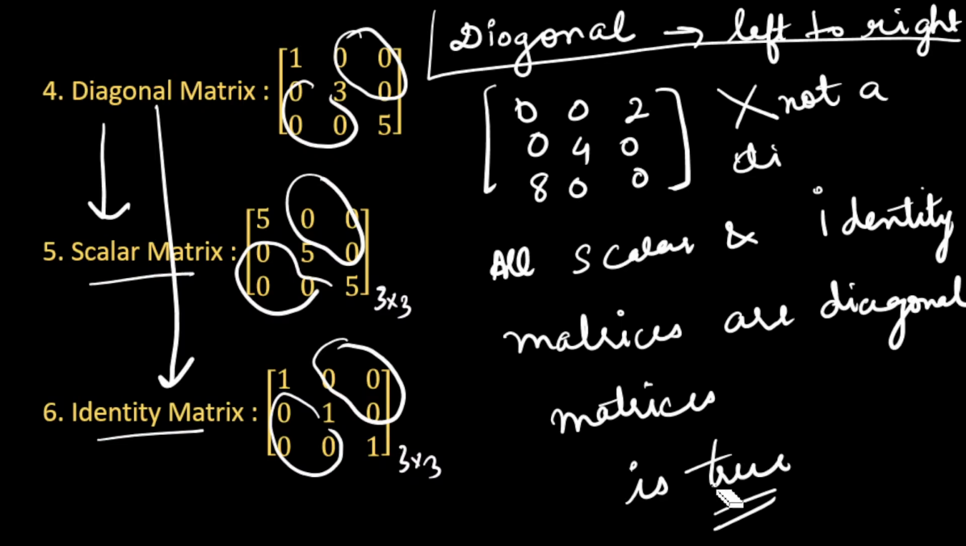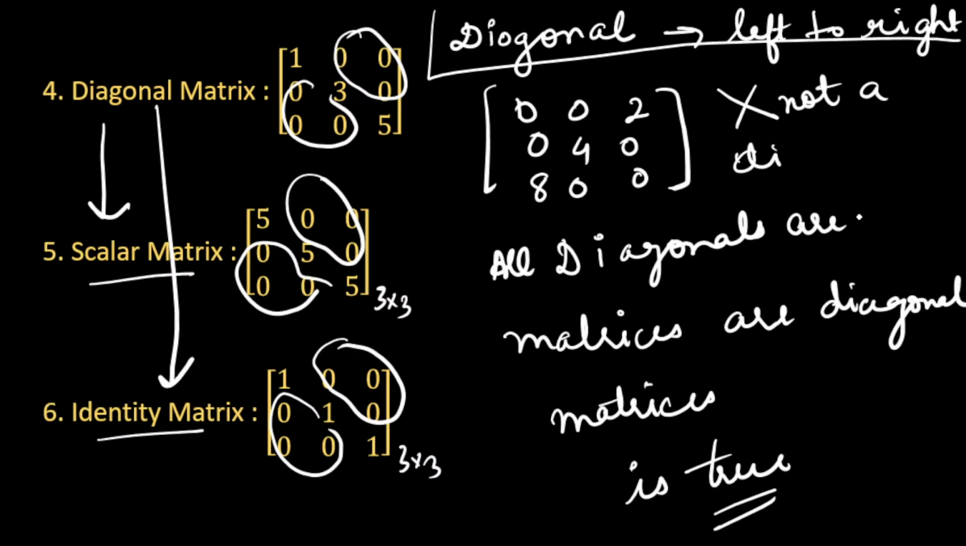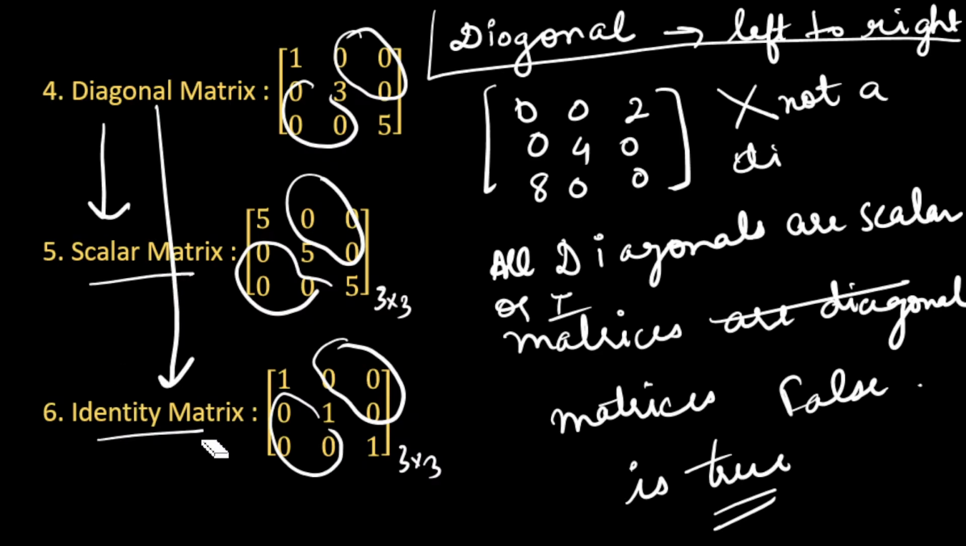But if I say it conversely, that all diagonal matrices are scalar matrices or identity matrices, then it won't be true. It will be false. So one way it is true, the other way it is false. All scalar and identity matrices are diagonal matrices, but all diagonal matrices are not scalar and identity matrices.